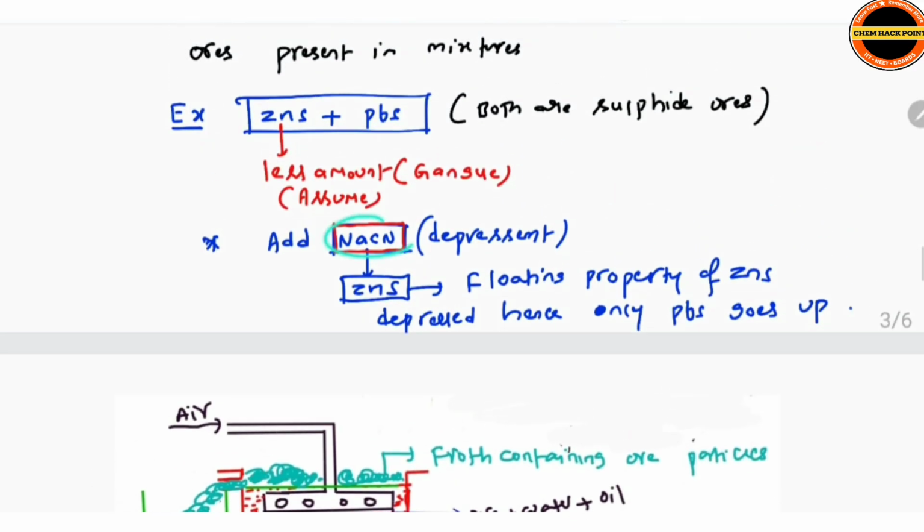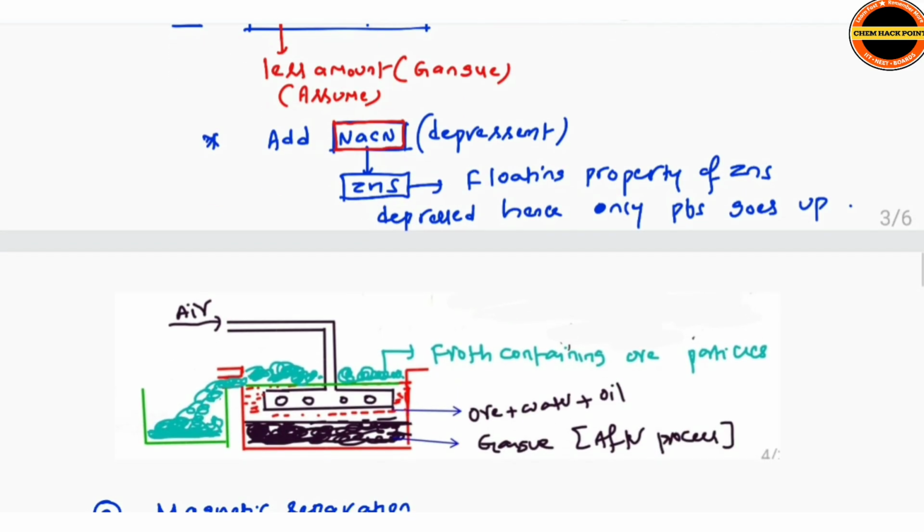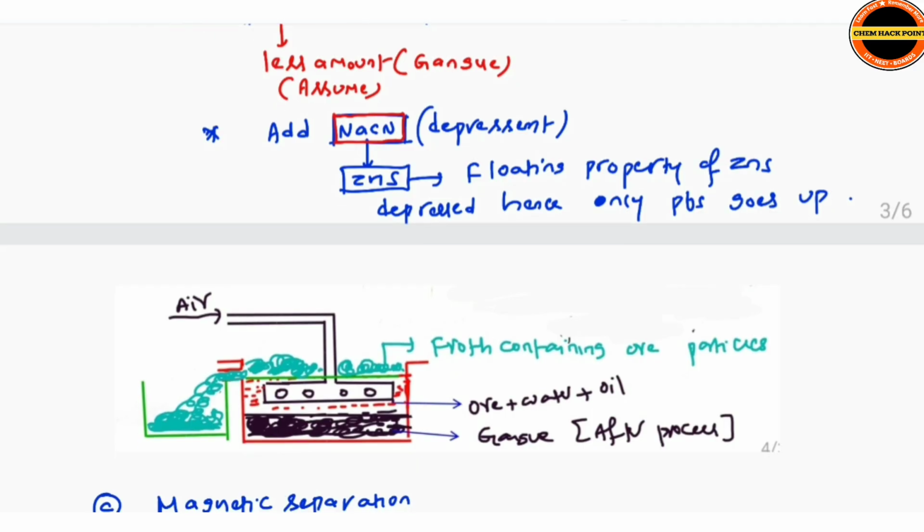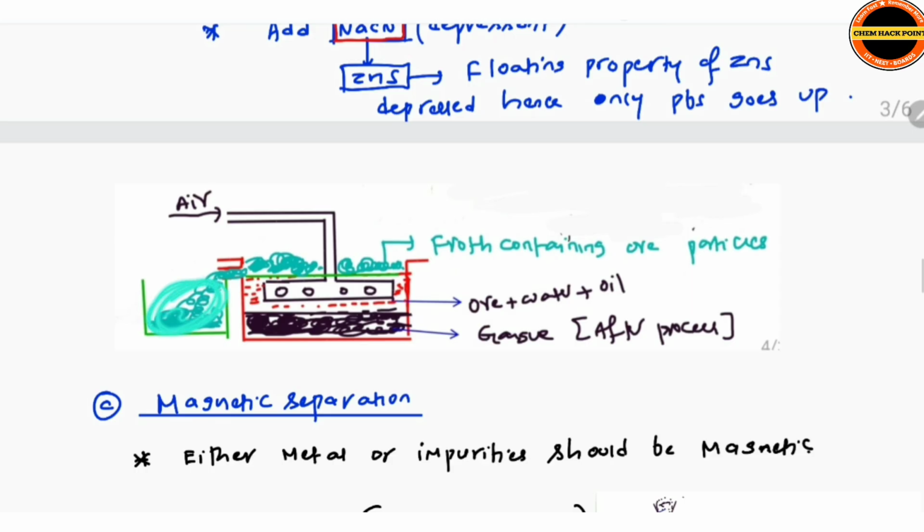So the role of NaCN is that it facilitates the floating property of one of the ores, while it combines with the other ore, like zinc sulfide. After combining with zinc sulfide, NaCN destroys the floating property of zinc sulfide and it comes to the bottom. Hence you can collect ore particles from the foam later, while heavier impurities or anything else is left over at the bottom of the container.